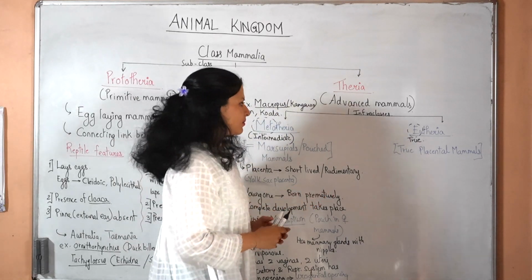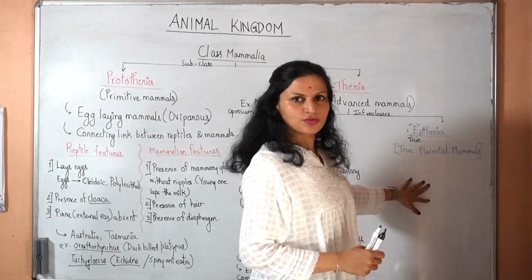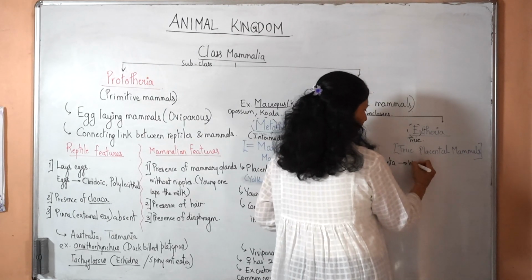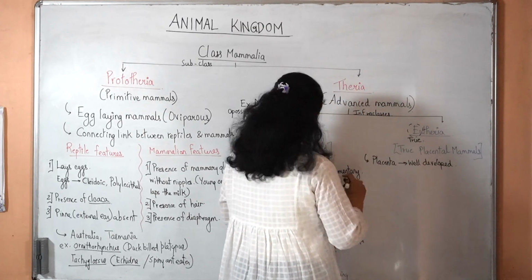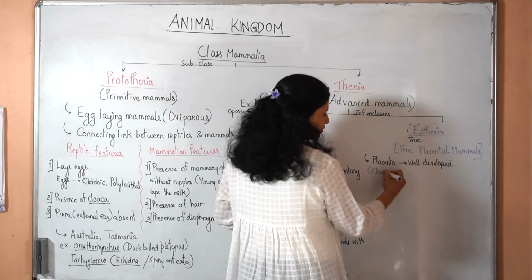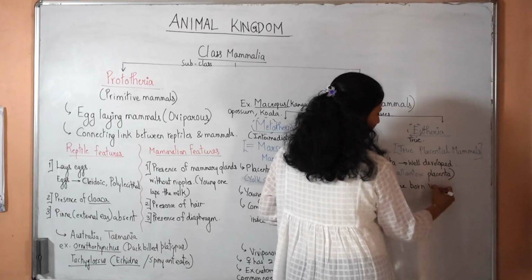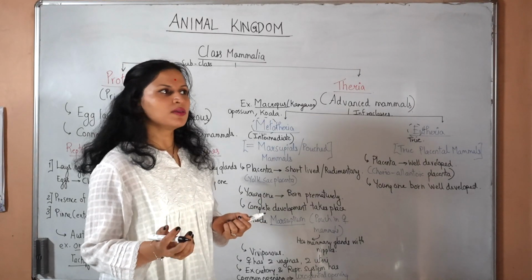And then we write about the Eutherians. What did I tell you about the Eutherians? They are true placental mammals. Let's write placenta is well developed. What type of placenta did I tell you it is? It's a chorio-allantoic placenta. Young one born well developed. Mammary glands will be with nipples.